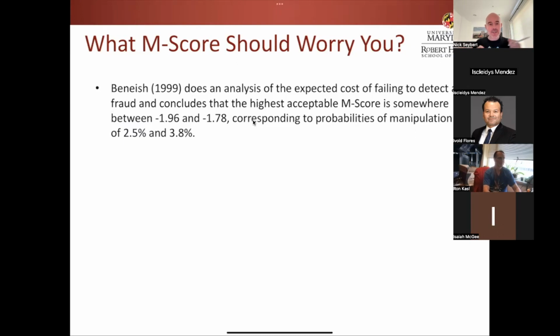So anyway, based on these assumptions, he basically says the M score at which you should start worrying is somewhere between negative 1.96 and negative 1.78. The M score is usually negative, and it gets more and more positive as the probability of fraud goes up. Shockingly to most people, you should start worrying at potentially as low as 2.5%, or if you want to be a little more liberal, 3.8%. But notice that two years before the Enron fraud, the model was already saying 2.4%. So the general recommendation is that somewhere between 2.5% and 3.8% probability of fraud, you should just not invest.